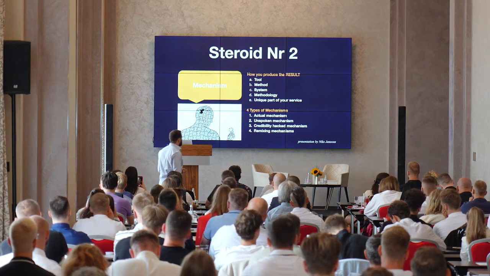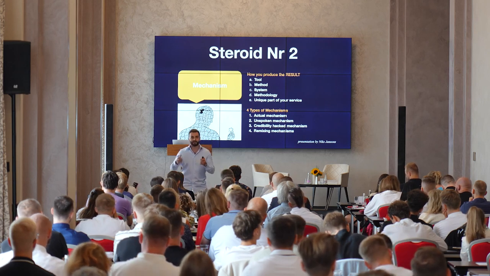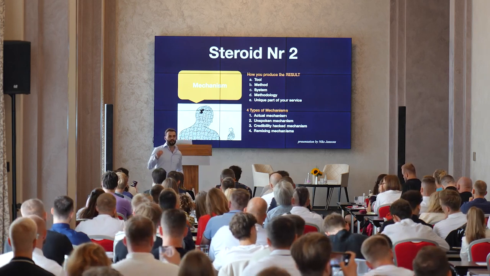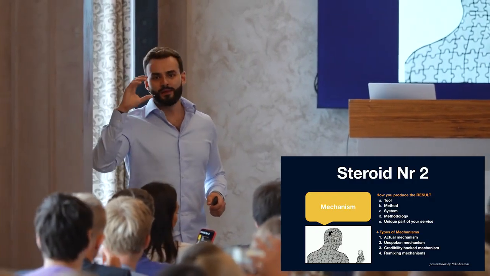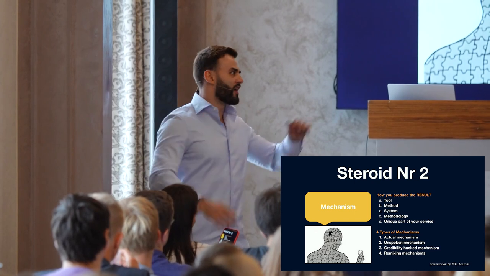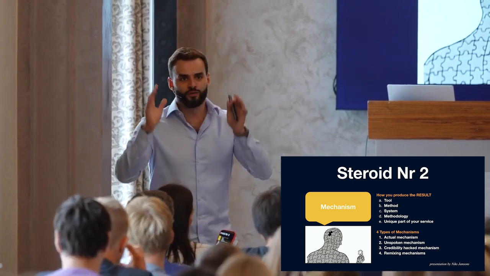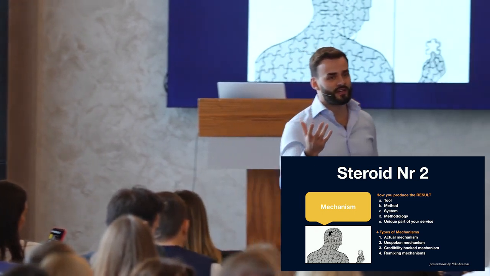The first one is an actual thing. You really have something that you do, which is unique, different. It's an actual thing. Maybe a machine, maybe a technology, maybe like your methodology you developed yourself, you went to Harvard, you have this, boom, that's like an actual thing. The second thing is an unspoken mechanism.